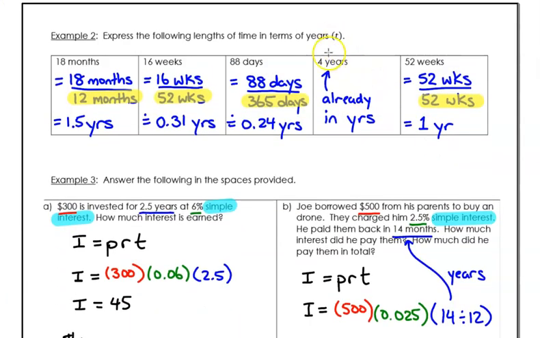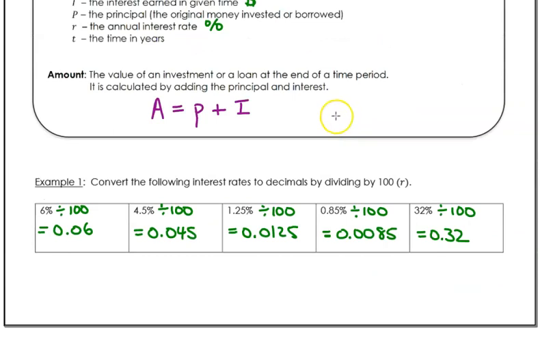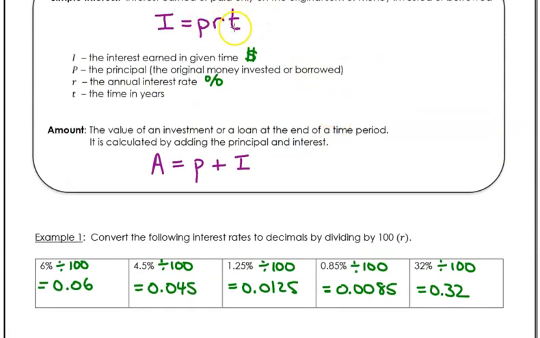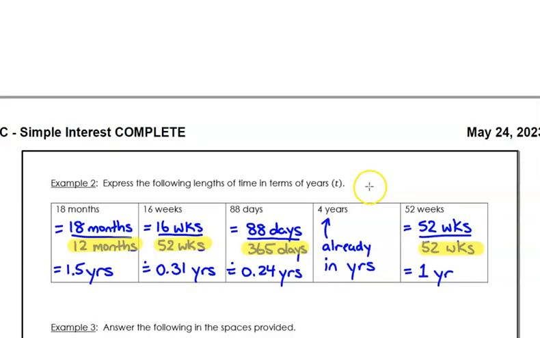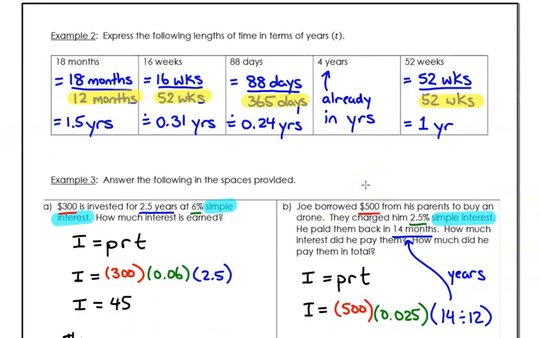So T is your time, and your time always has to be in years. So notice that this guy right here says 4 years. That's already in years, so I would input 4 into the formula right here for T. I just put 4 right in. Now, if it's not in years, you have to convert it to years. And so if it says 18 months, you divide by how many months there are in a year, and that's 12. So 18 months translates to 1.5 years, right? Because that's 12 months and then an extra 6 months to get it into 18 months. So it's a year and a half.